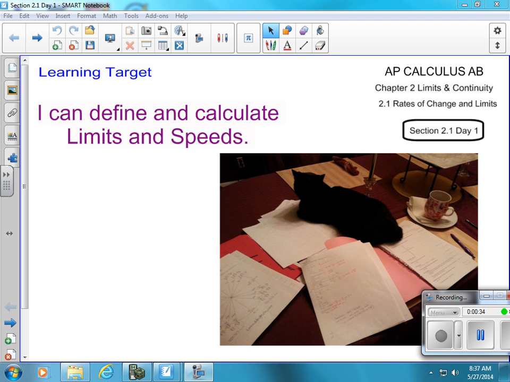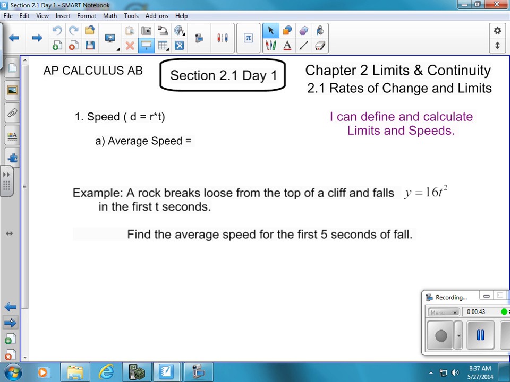depth in Chapter 3, but they do throw in some different examples for this in this section. So we'll start out with a little bit of that, and what we're going to look at is the difference between average speed and instantaneous speed, with an example of a rock breaking loose from the top of a cliff and falling. We're going to find the average speed for the first 5 seconds of fall, and then we're going to find the instantaneous speed, which means the speed at an instant.